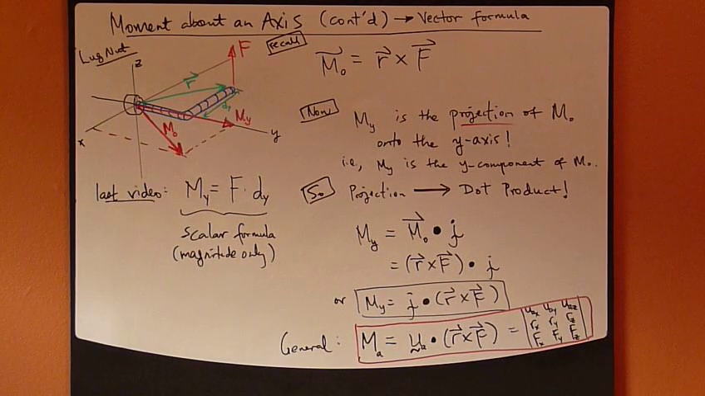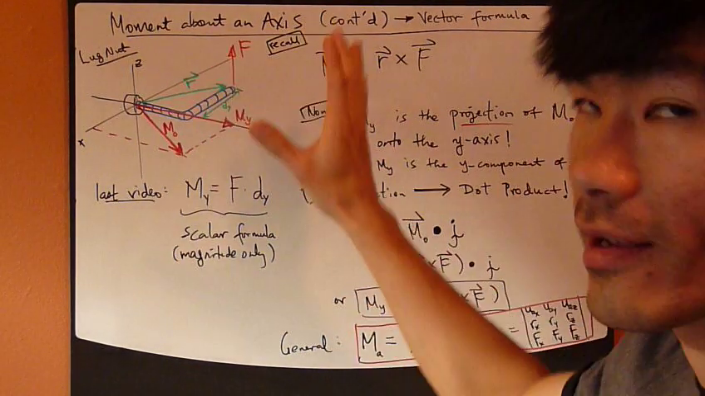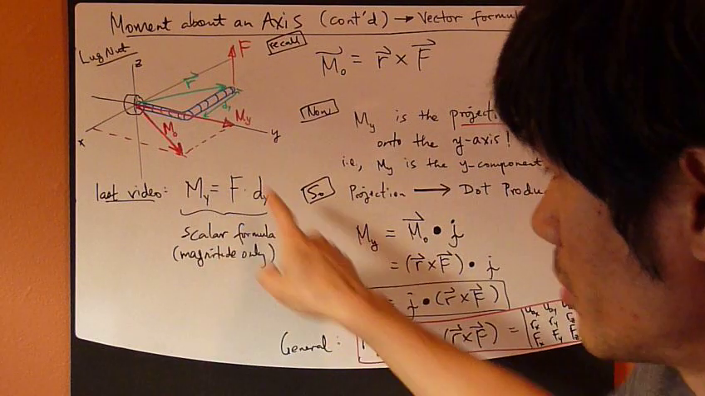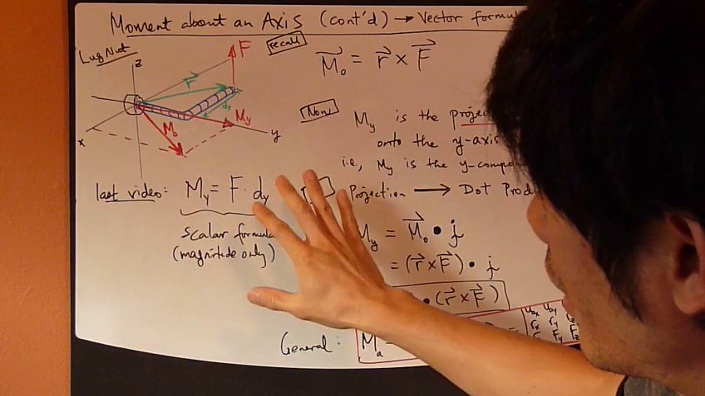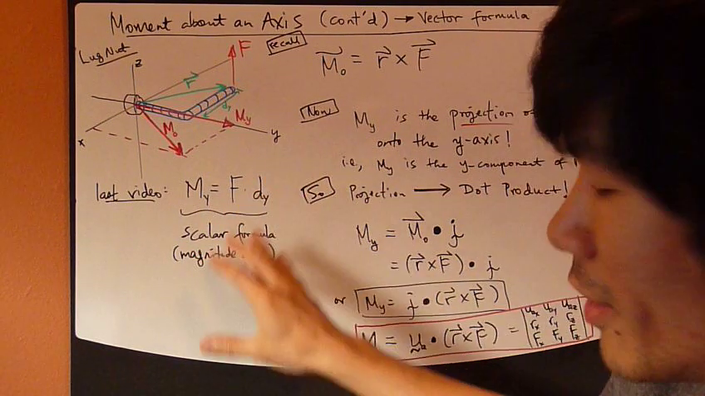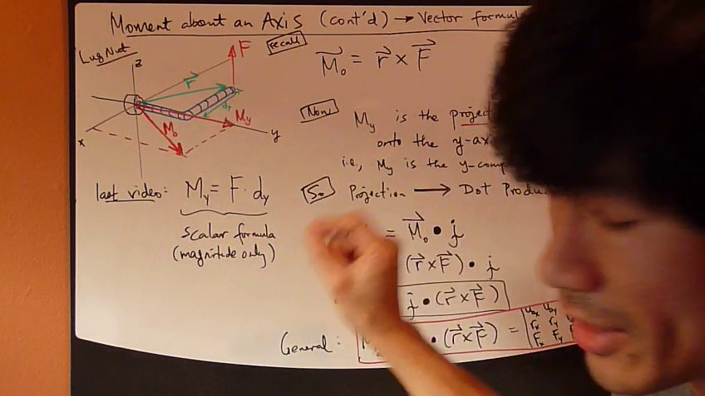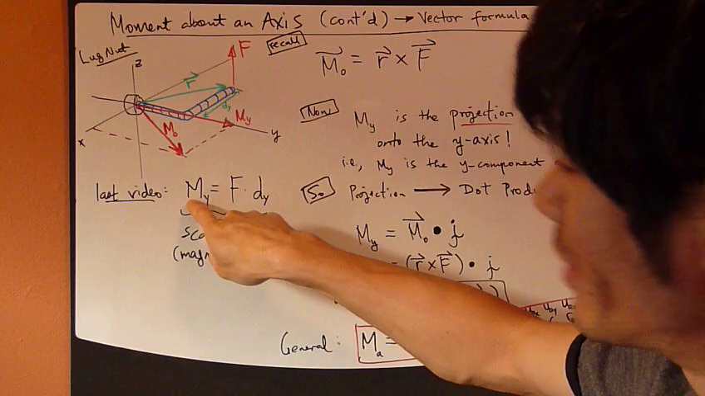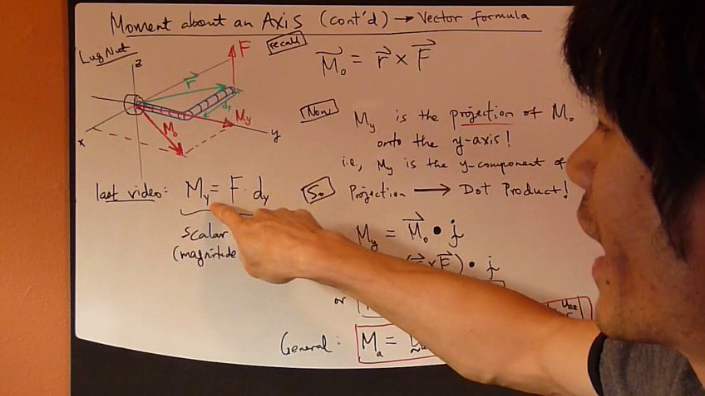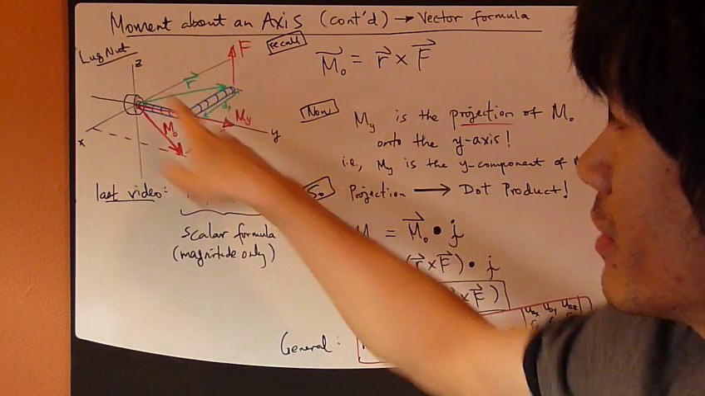Okay. Now last time we talked about moment about an axis. Now this is the formula. This formula is a scalar formulation, so this gives you the magnitude of the moment about, say, the y-axis, in this picture, the lug nut example.